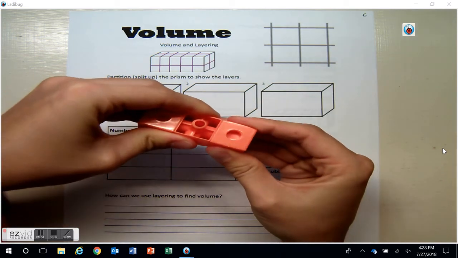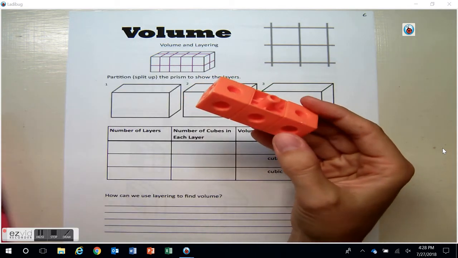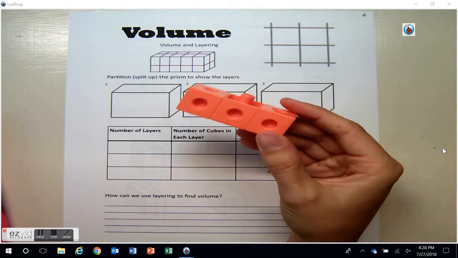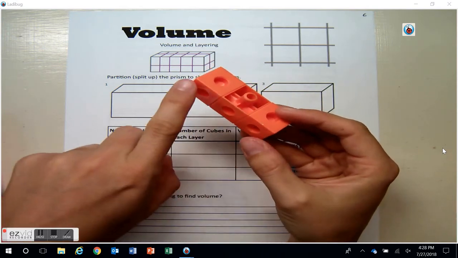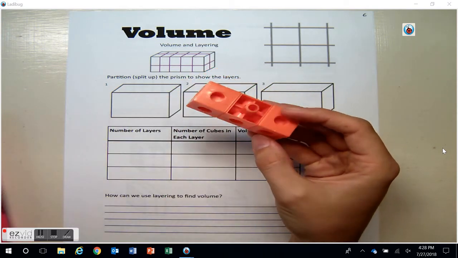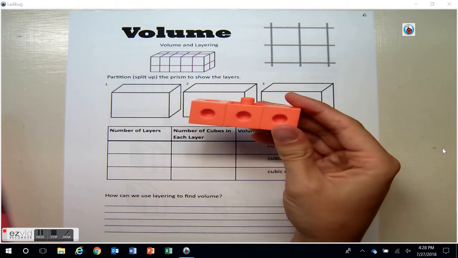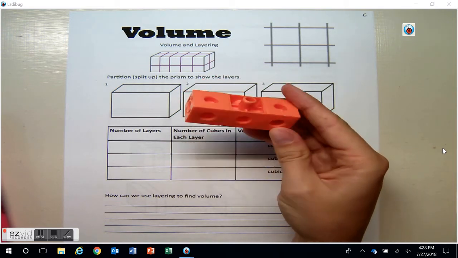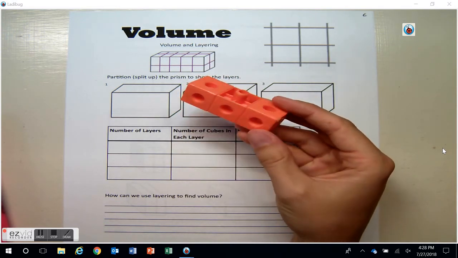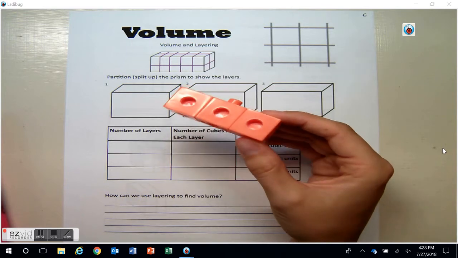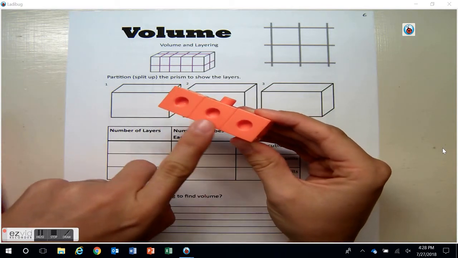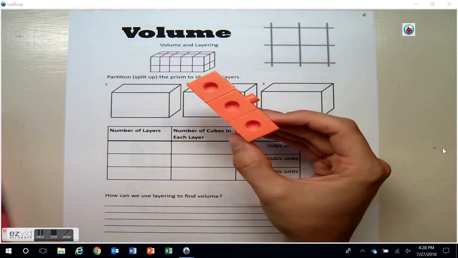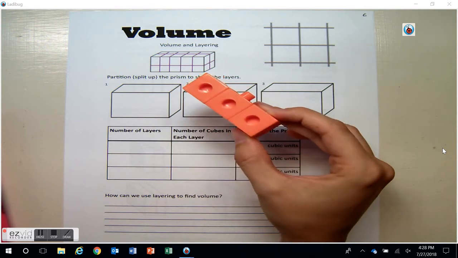We say volume in cubic units if we don't know its measurement. So let's say I knew that one of the measurements of this were in inches. I would then say cubic inches. If it was yards, I'd say cubic yards or yards cubed. But on this one, I don't know the measurement of these cubes, so I'm going to say cubic units.